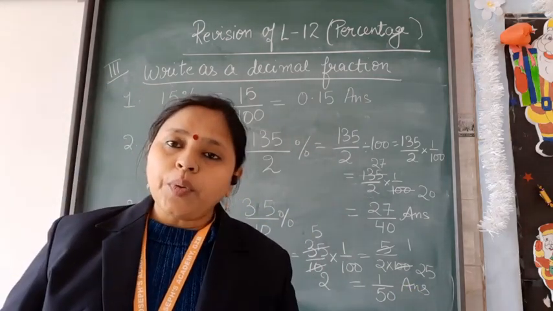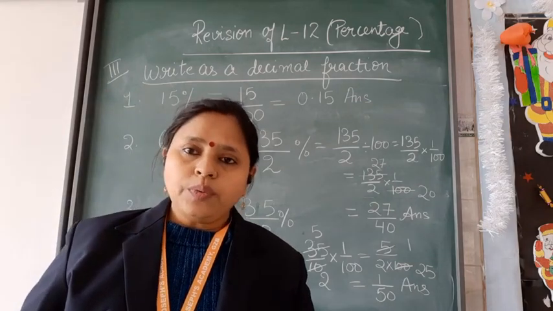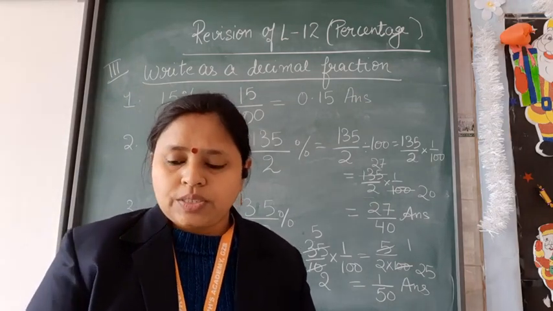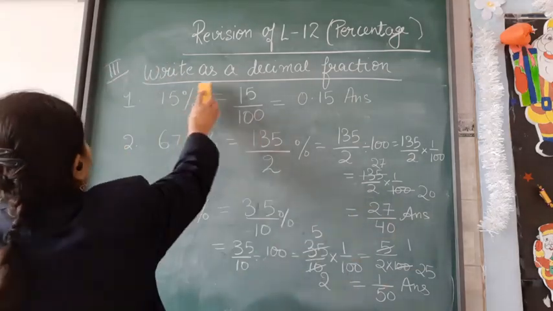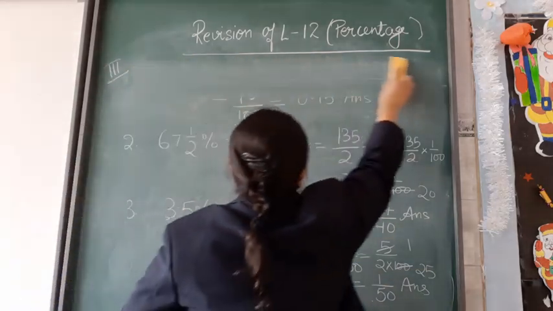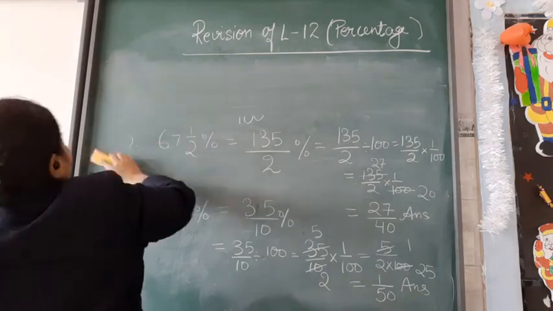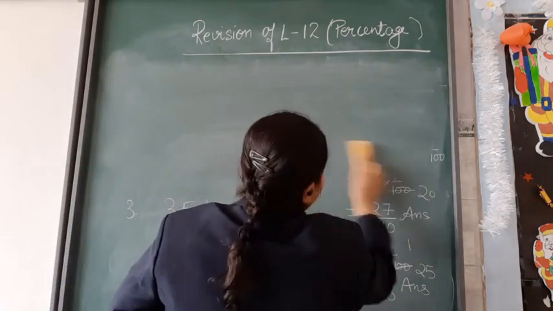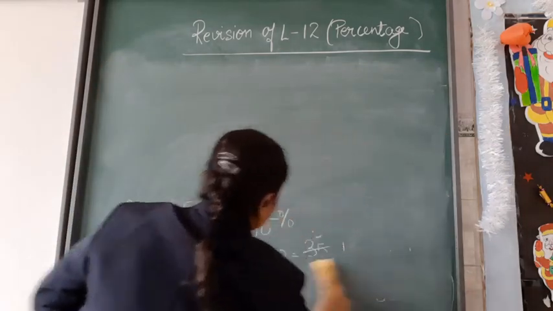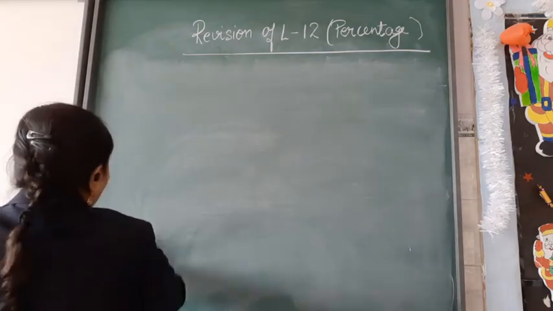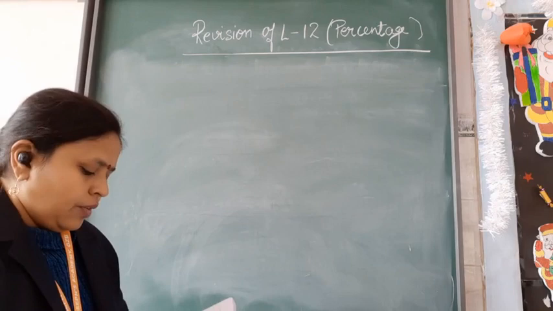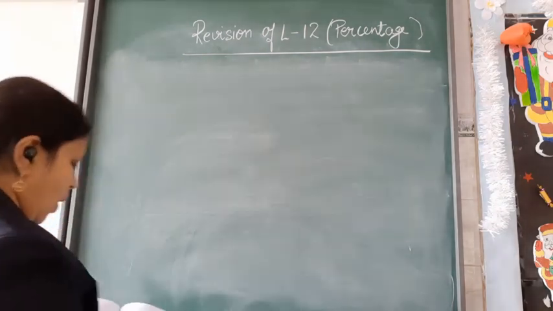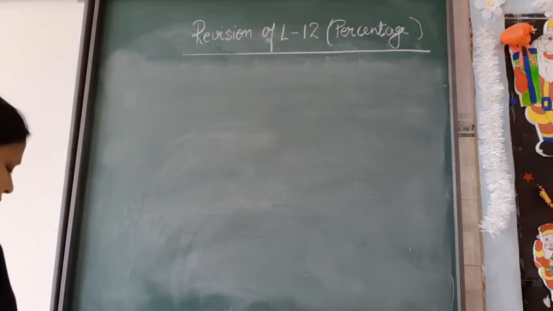So children, I hope you have understood how all the 3 questions are done. So now children, let us move to the 4th question. So what is the 4th question? Let us see. Yes. So the 4th question is, find the value of. So let us see how we will find the value.